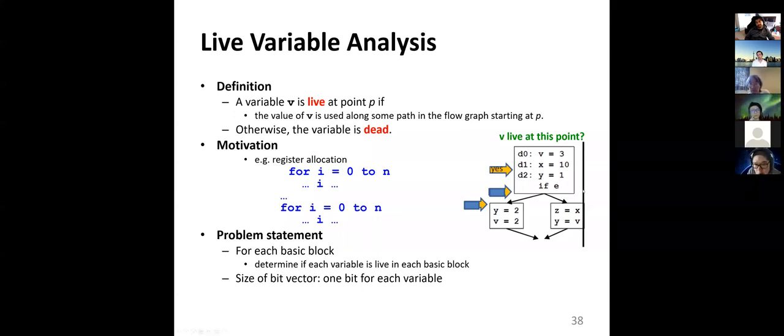Okay, how about the place at the end of the basic block? Is V live there? Yeah, same reason. How about the entrance, or the basic block on the left? I guess if there were no back edges, then yes. But sorry, then no, because it isn't used in that block.